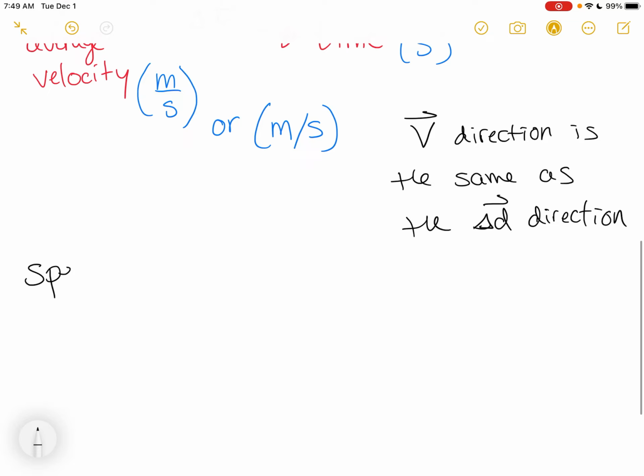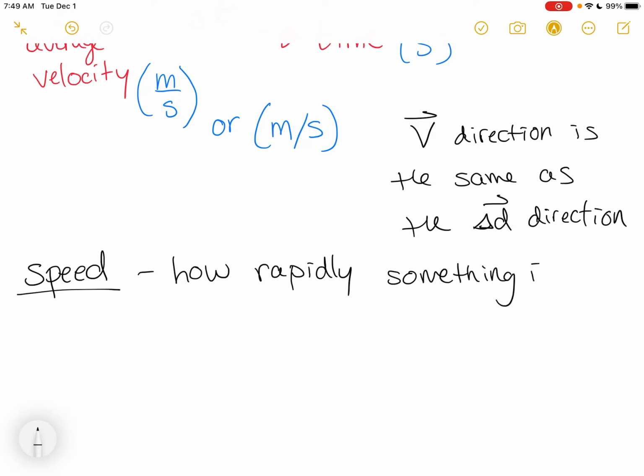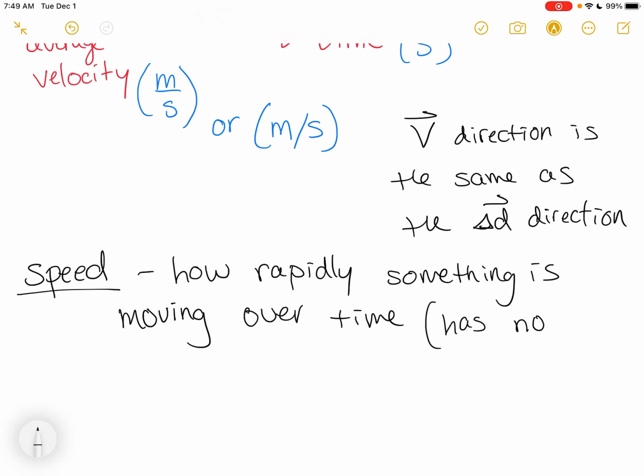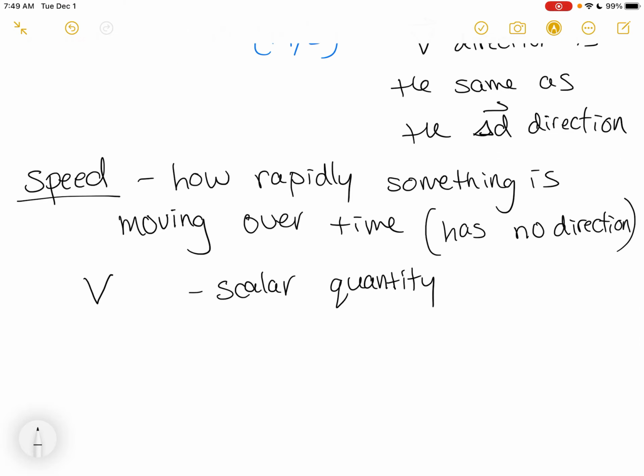Now we're going to talk about another concept called speed. Speed is how rapidly something is moving over time. But the difference from velocity is that it has no direction. Speed is represented by just a capital V, and it is a scalar quantity. So there is no direction associated with speed.